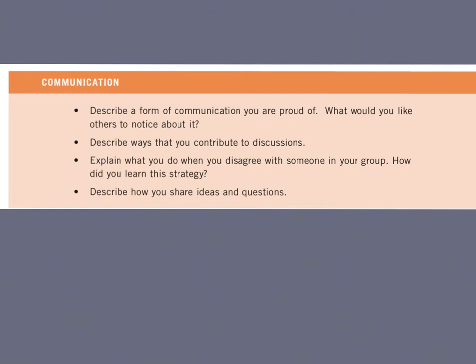Do you add on to others' ideas? Do you listen respectfully? Do you build on? Do you contribute? Are you willing to talk when no one else is?